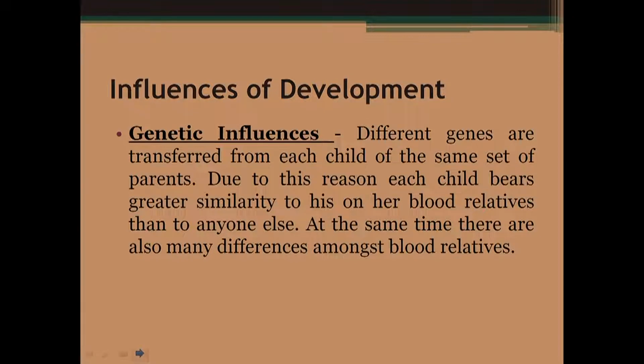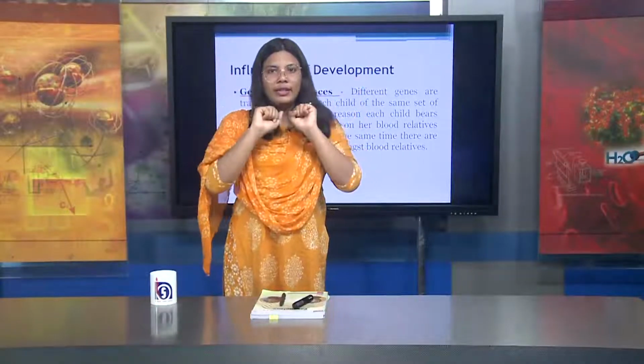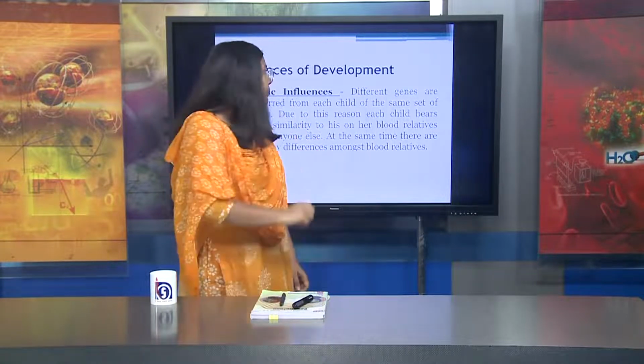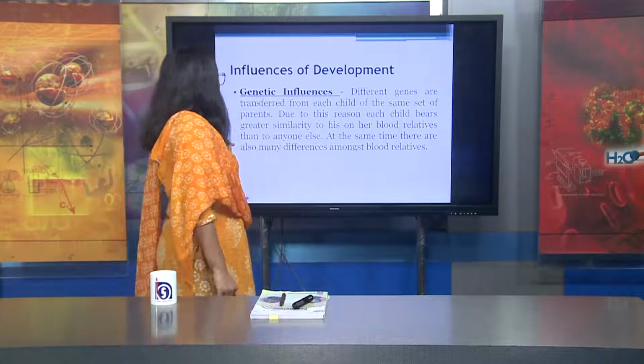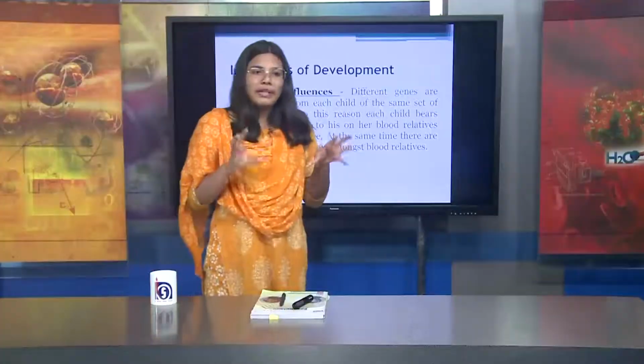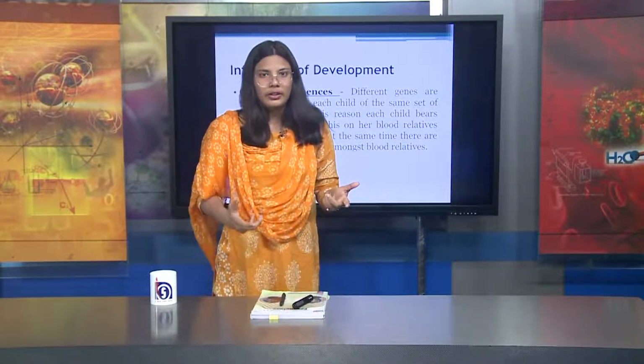Okay, so due to this, what happens is हर parent से एक set of genes आता है और फिर वो मिलके बच्चे को 2 set of genes मिलते हैं. Due to this reason each child bears greater similarity to his or her blood relatives than to anyone else. At the same time, there are also many differences amongst blood relatives. कि बच्चे में ब्लड रिलेटिव्स के साथ ज्यादा सिमिलैरिटी होती है rather than जो नॉन ब्लड रिलेटिव्स हैं. Why is that so? क्योंकि उनके साथ वो जेनेटिक्स शेयर करता है.